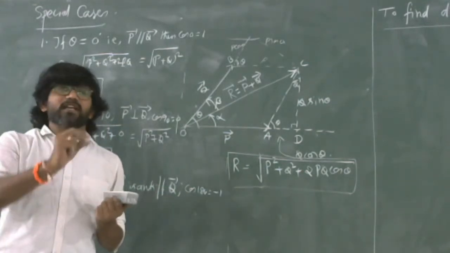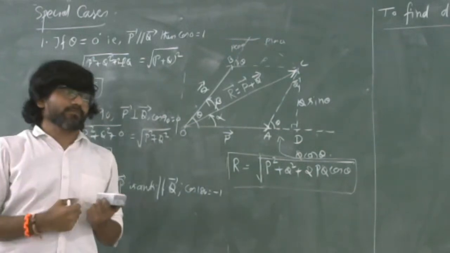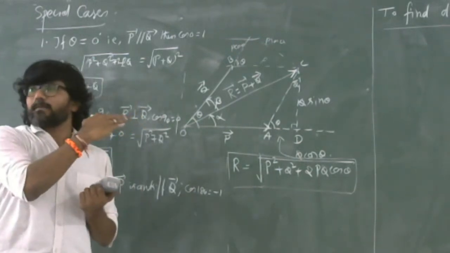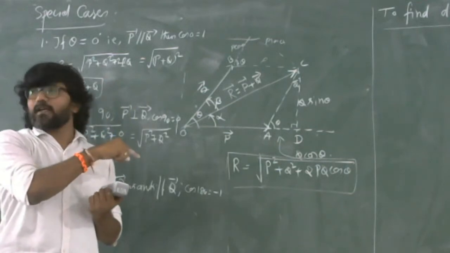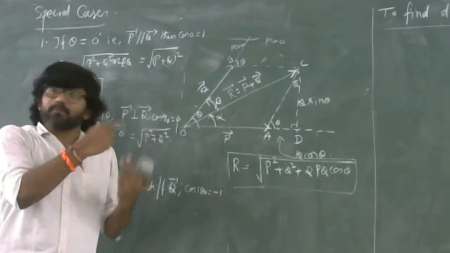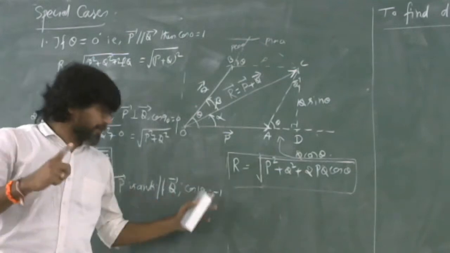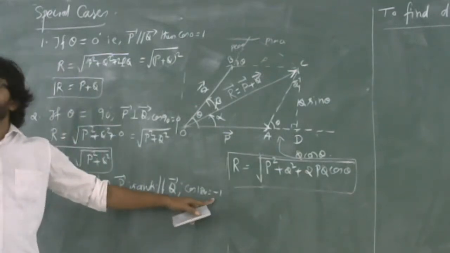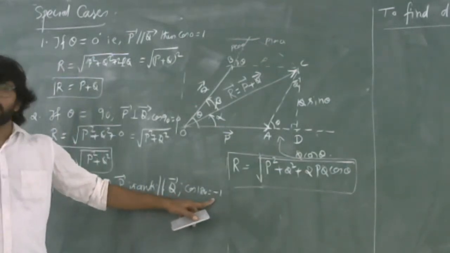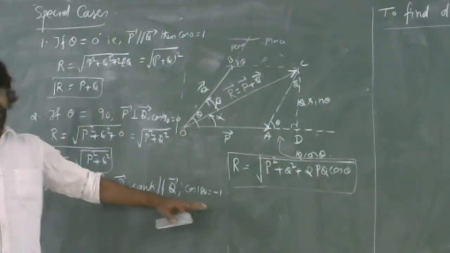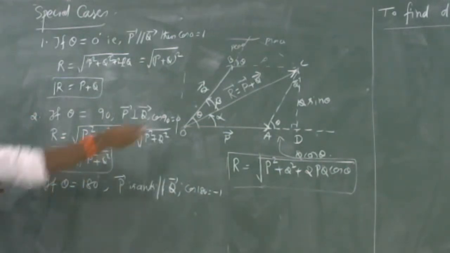Cos 180 can be written as cos of 90 plus 90. 90 plus 90 falls in the second quadrant. Cos is negative in the second quadrant. So cos of 90 plus 90 is minus sin 90. Sin 90 is 1, so minus 1. This is basic trigonometry you have to remember. Is it clear? Right.